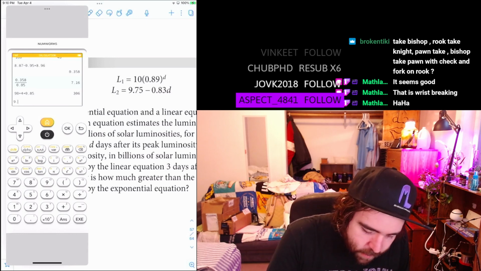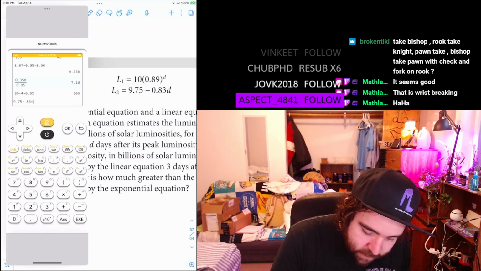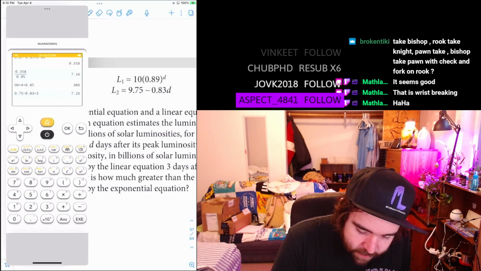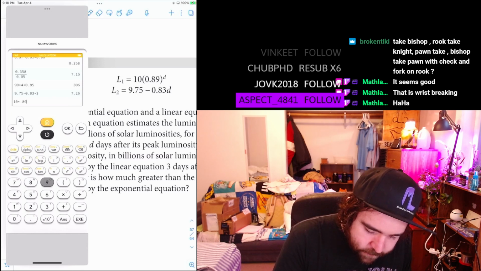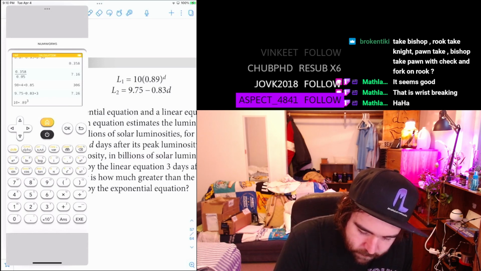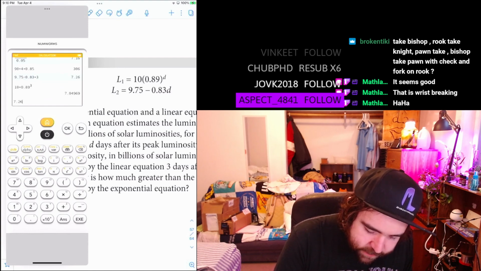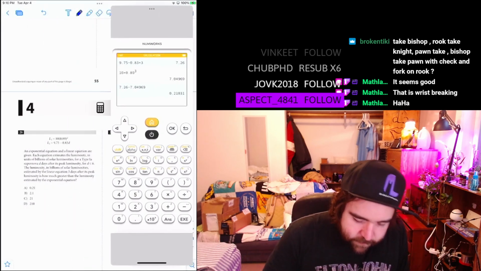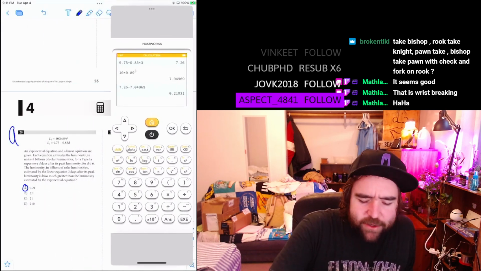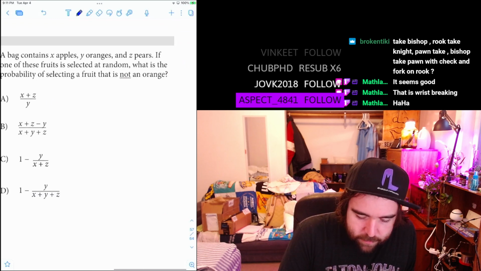So 9.75 minus 0.83 times 3 is the luminosity from the linear equation. The luminosity from the exponential equation would be that, and they want us to find the difference. So they want us to just do 7.26 minus that answer. Okay, it's 0.21. We probably could have gotten that without even a calculator, right? Just by estimating. So they should be pretty close.